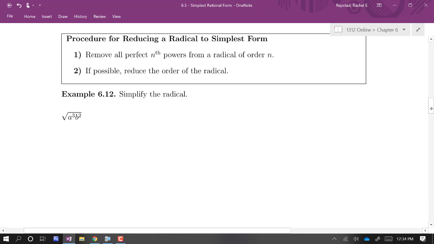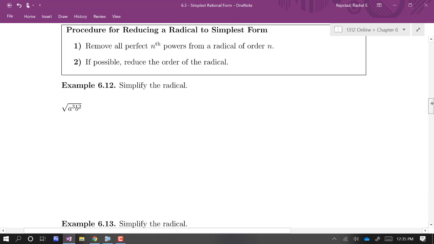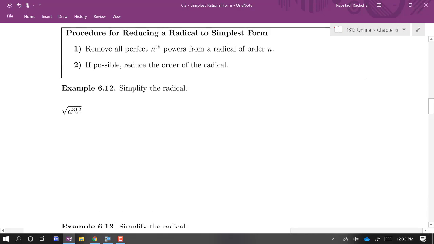Okay, so we kind of saw this process happen a little bit, but here we have basically the simple procedure. If you want to reduce a radical to simplest form, remove all perfect nth powers from a radical of order n, and then if possible reduce the order of the radical, like we saw that we could do in this example. So let's simplify this. This is a square root, so we're not going to reduce the order of the radical here at all, unless it happens to be a perfect square and we don't need a radical. But I don't think that's going to happen here.